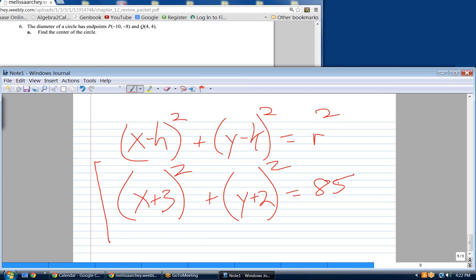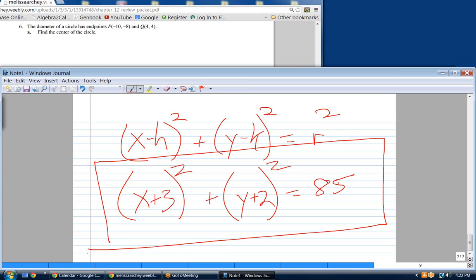So here's the equation of that circle. To write the equation of the circle, you need the center and you need the radius. And then it will always go into this general equation. The center is always h comma k, and r is the radius. So once I've found the center and the radius, then I can write the equation easily.